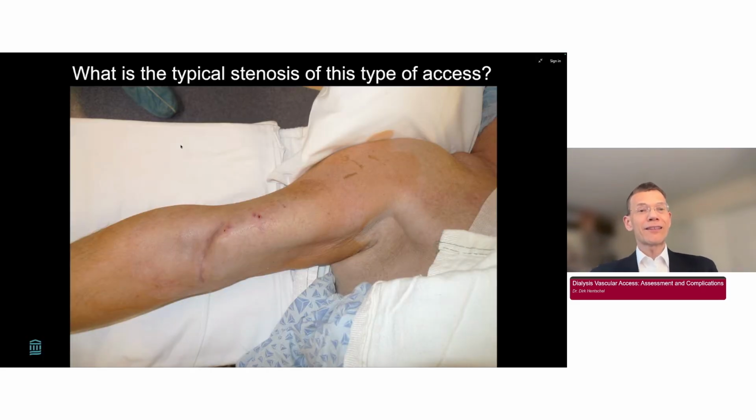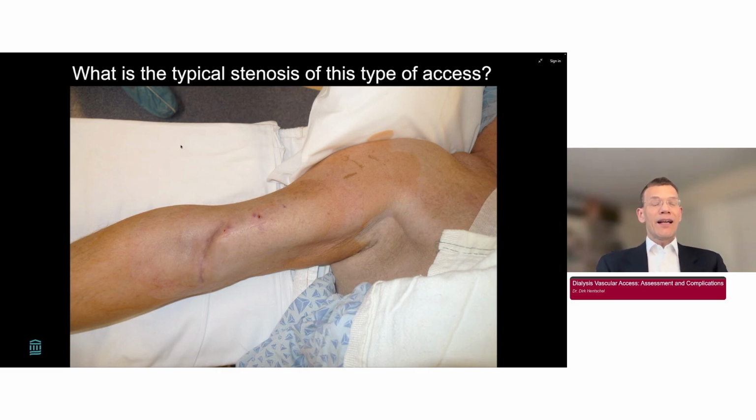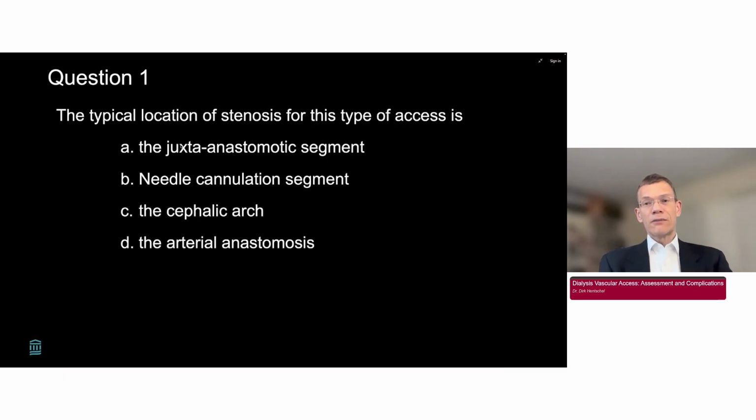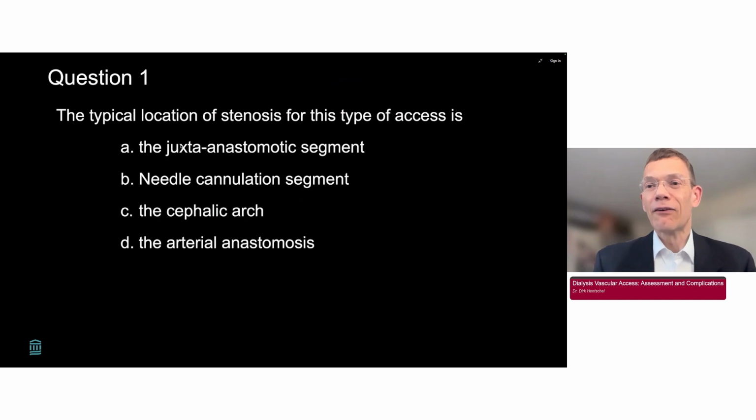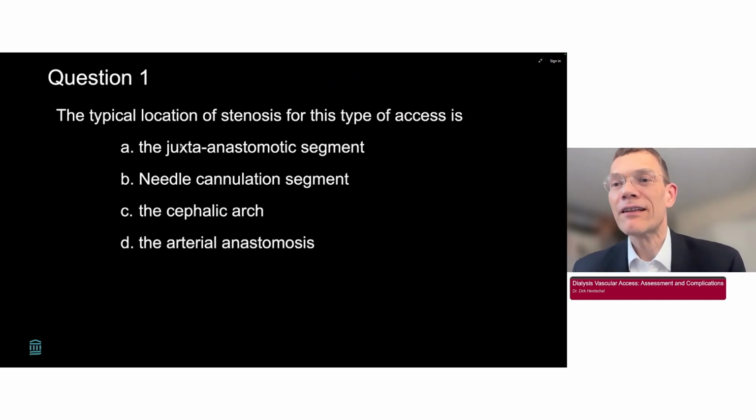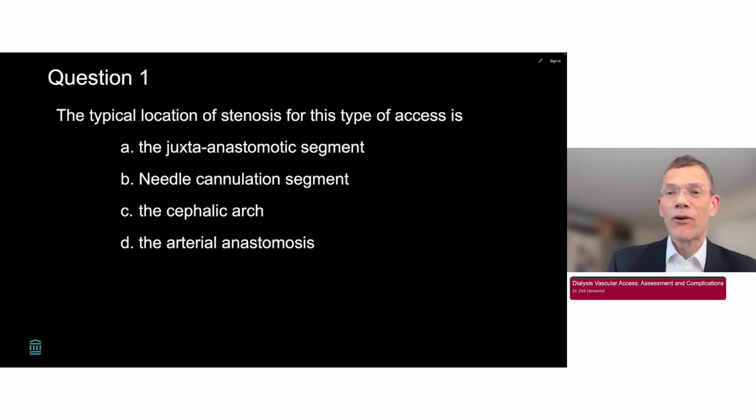What do you think this upper arm access has as a typical stenosis? The options are juxtaanastomotic, needle cannulation segment, cephalic arch, and arterial anastomosis. If you want to use your voting pads, count to 10 silently. All right, there's some timidity in terms of voting. There are some votes there. Perfect.